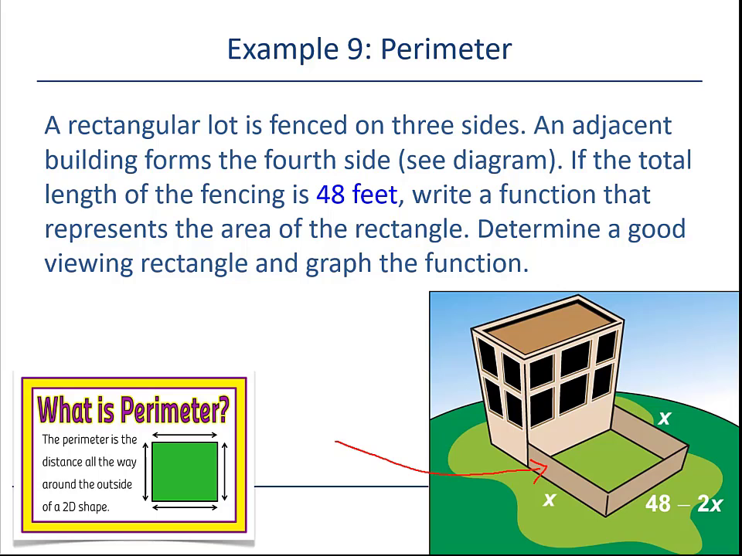What we have is something we can draw a picture for. If we take this lot, convert it into a picture on which we can draw, each of these sides of the rectangular lot are x's. Now it says the length of the fencing is 48 feet. That means these two sides plus this side is 48.